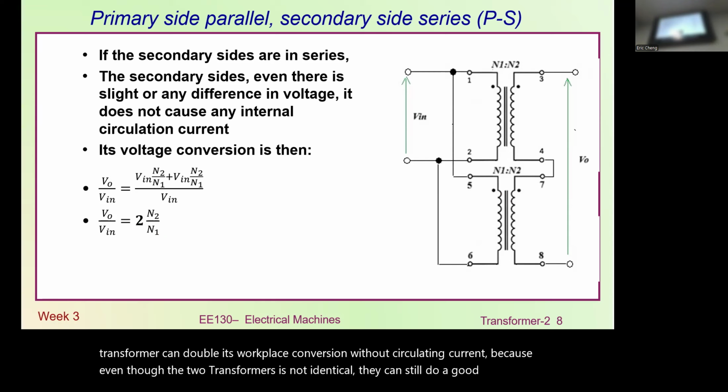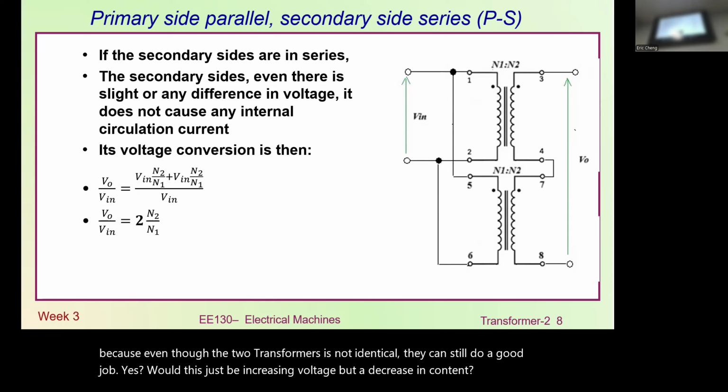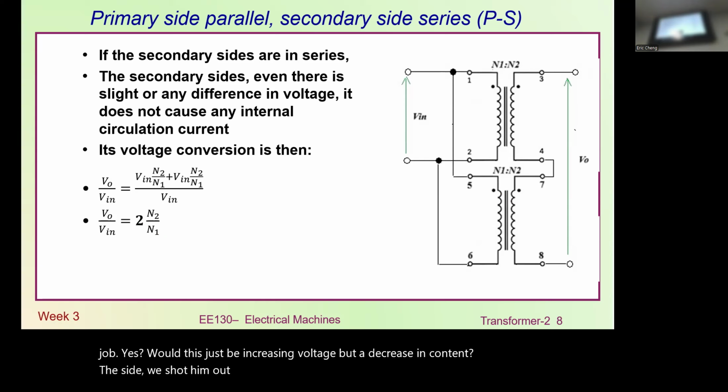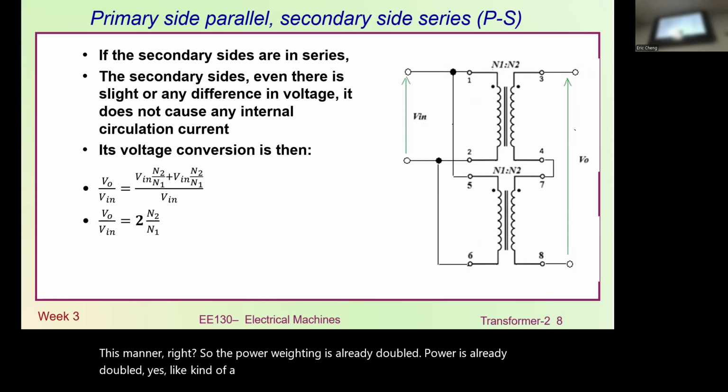Would this just be an increase in voltage or a decrease in current? You can see that on the primary side, we short out the voltage, the equal voltage on the primary side. On the second side, we look at double the voltage, increasing the voltage by putting these two in series in this manner, right? So the power rating is already doubled. Output voltage is already doubled. Is this kind of a basic design for a voltage amplifier? It can be used as an amplifier.